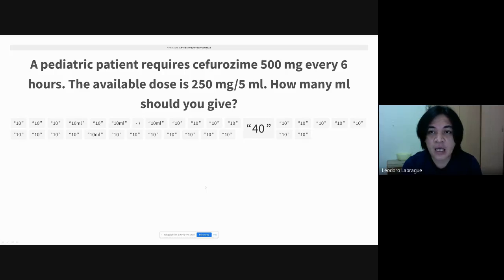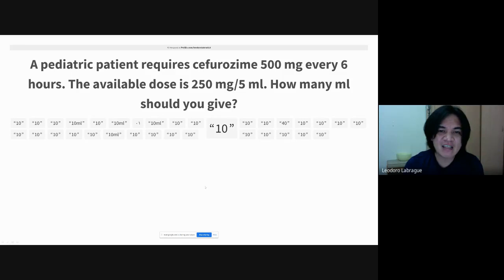The answer is 10. The order is 500 milligram. We just need to divide it by 250 milligram multiplied by 5 ml. Why? Because in every 250 milligram, there is 5 ml. It's common sense. You just need to double the dose. So you need to give 10 ml to your patient.